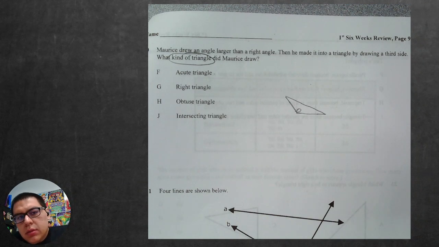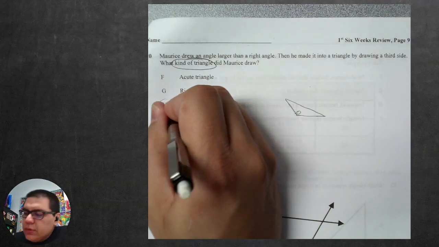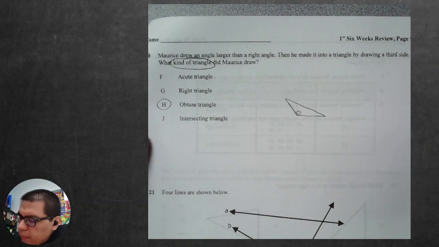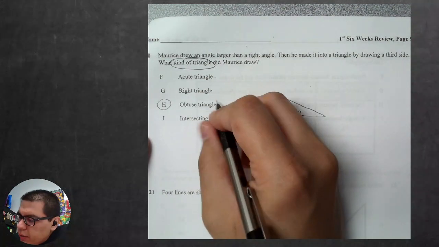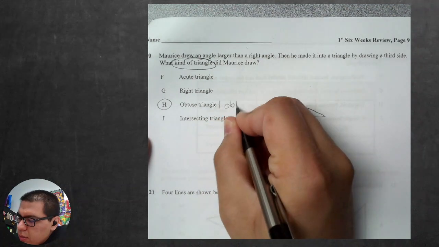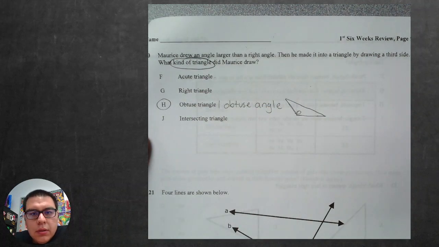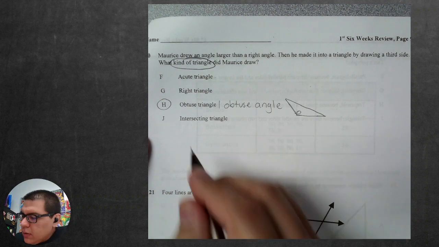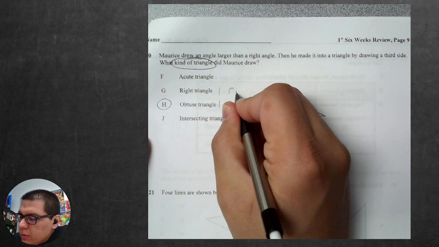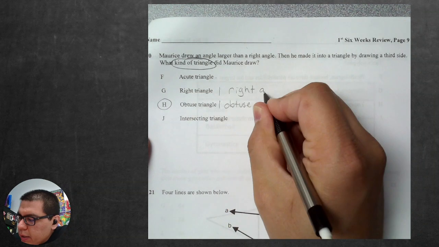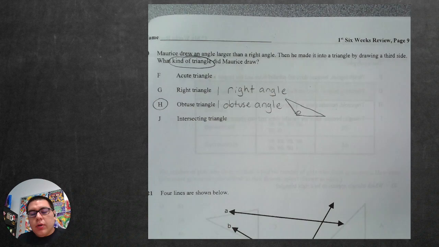Alexa, what do you think? H, an obtuse triangle. You are absolutely correct. An obtuse triangle is a triangle that has one obtuse angle. A right triangle is one that has one right angle. And here in the one that he drew, there's no right angles. They even told us that the angle he drew, the angle he started with, was larger than a right angle.